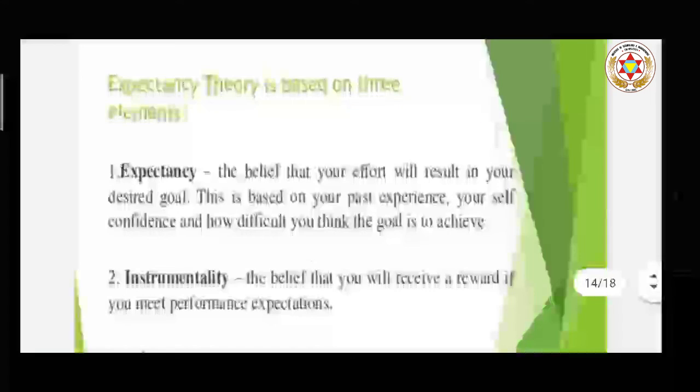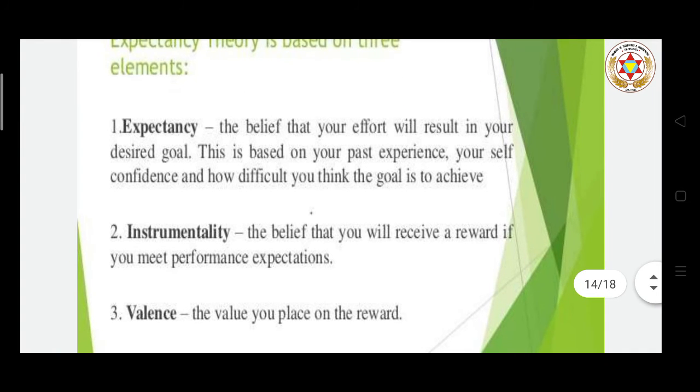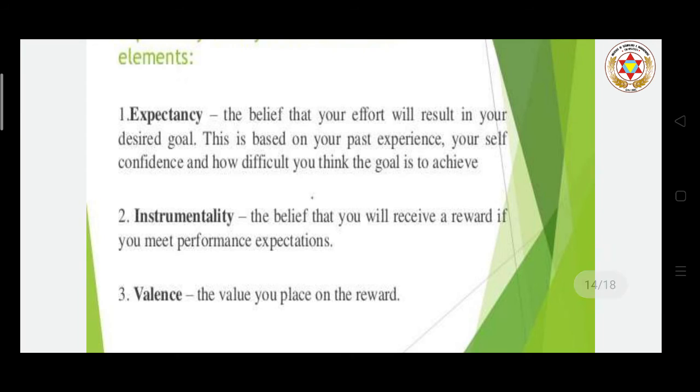So the expectancy theory is based on three concepts: valency, instrumentality and expectancy. To start with valency, it is the value you place on the reward, meaning the strength of an individual's preference for a particular outcome. Like promotion: is the outcome valuable to the employee? Instrumentality is the belief that you will receive a reward if you meet the expected performance, meaning it is a first level outcome in obtaining a desired second level outcome.